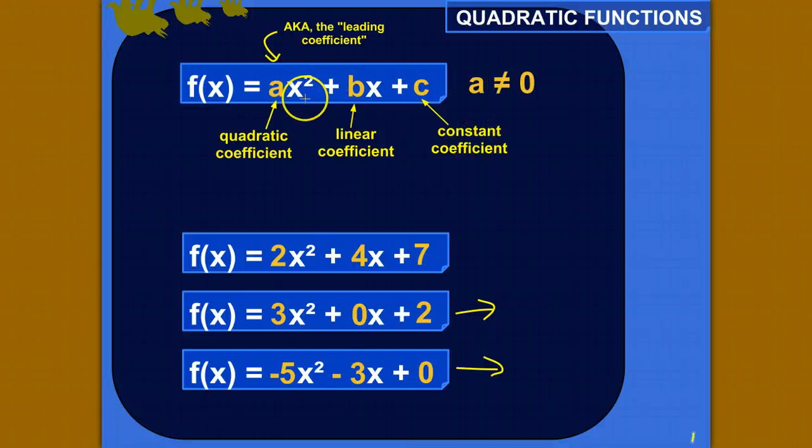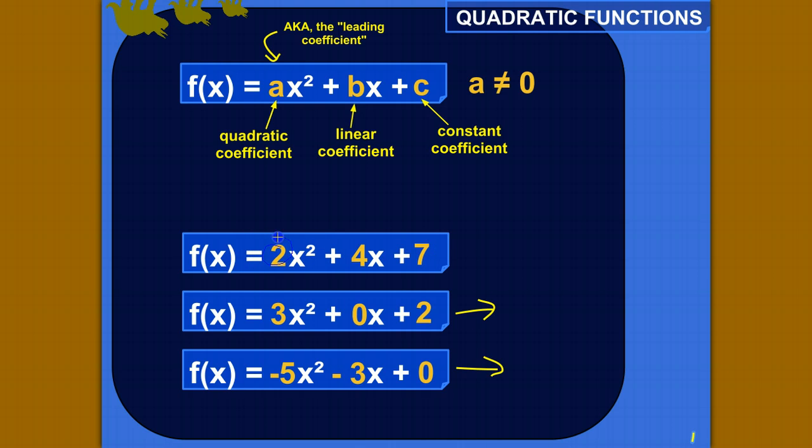Alright, quadratic functions or quadratic equations. So we say that a quadratic function has the form f of x equals ax squared plus bx plus c. And that sounds kind of crazy, but I've color coded these to make it a little clearer. What these a, b, and c things are, are just coefficients. So for example, if I have a function like this, it is a quadratic function, 2x squared plus 4x plus 7.